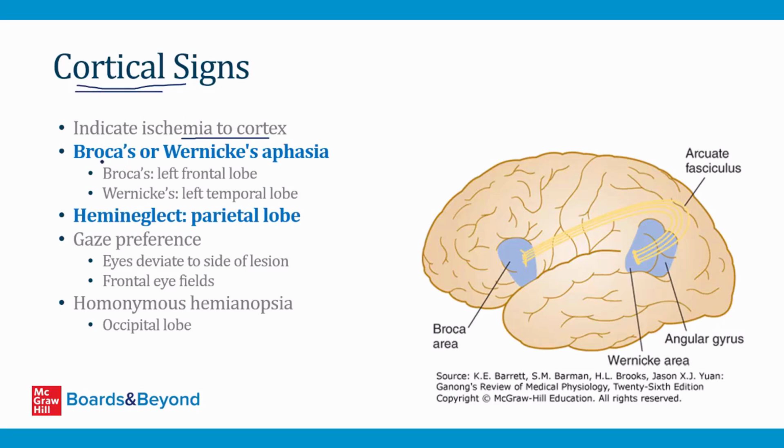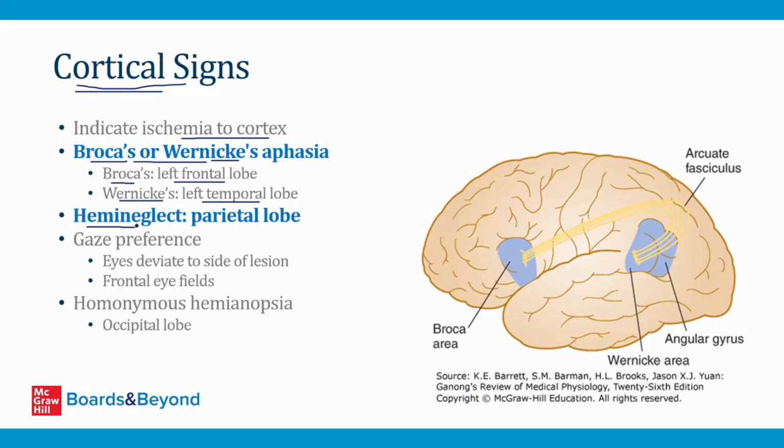So one cortical sign is Broca's aphasia or Wernicke's aphasia. These signs always indicate that the ischemic area of a stroke involves the cerebral cortex. And that's because Broca's area is found in the left frontal lobe and Wernicke's area is found in the left temporal lobe. So anytime you see one of these forms of aphasia, right away you know that stroke involves the cortex. It's not a stroke limited to the brainstem or the spinal cord or something like that.